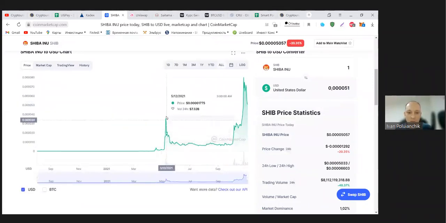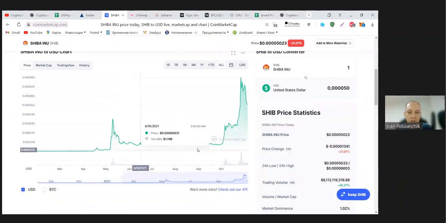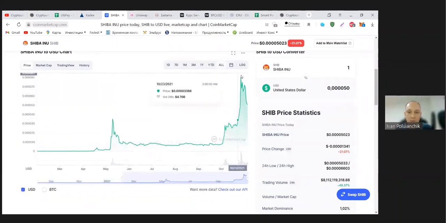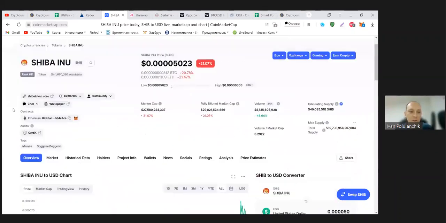So look, this is called pump and this is called dump. The coin was pumped and then it's in correction. Then again, it's pumped and now it's already in the dumping period. I don't think there is a point in buying it. The coin really does not represent anything special.